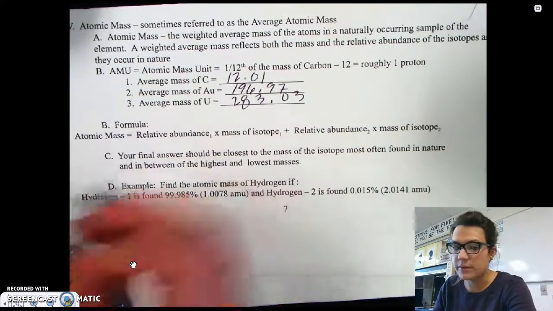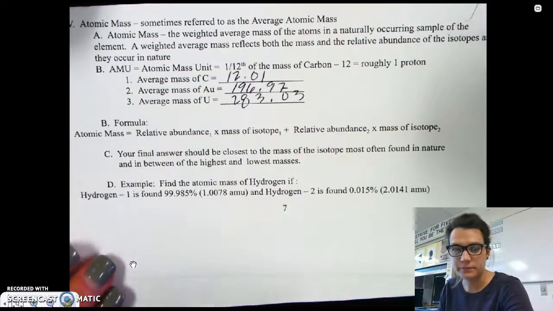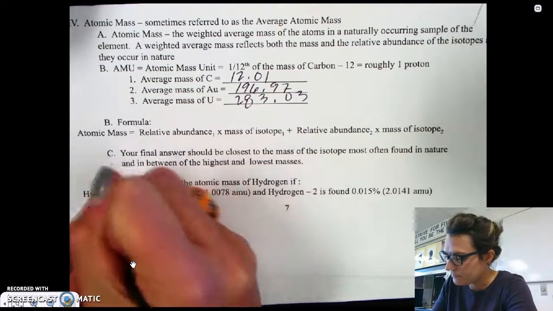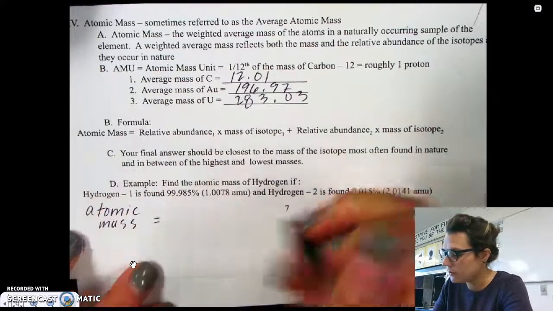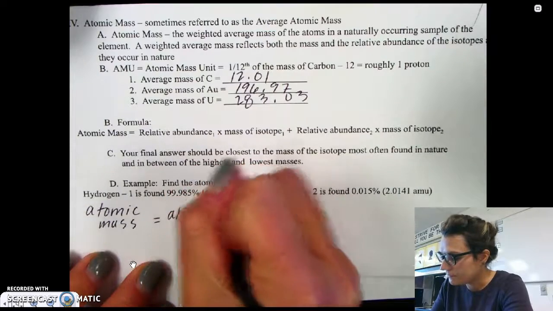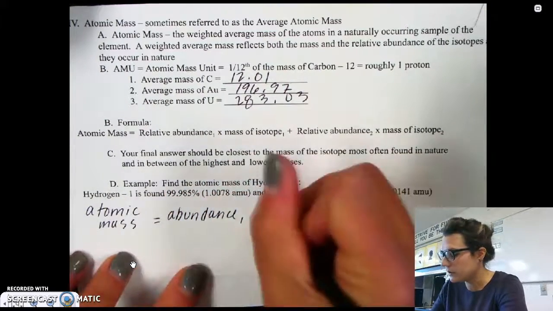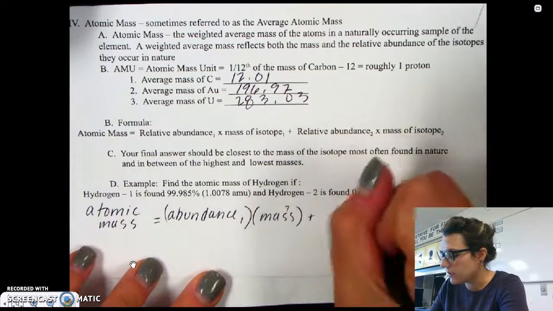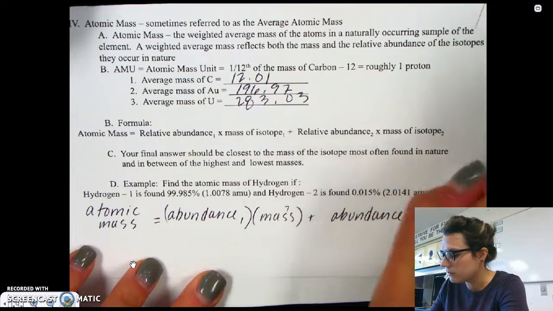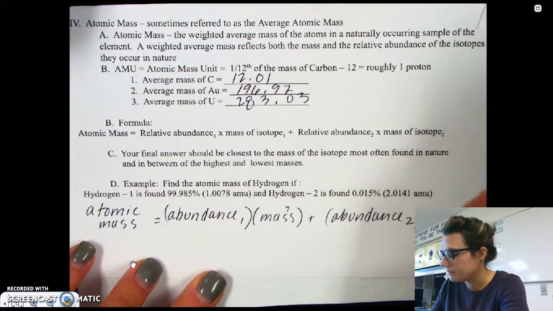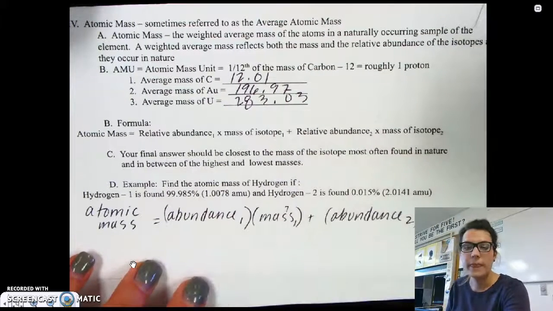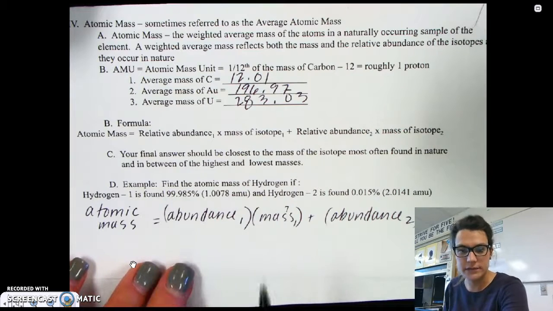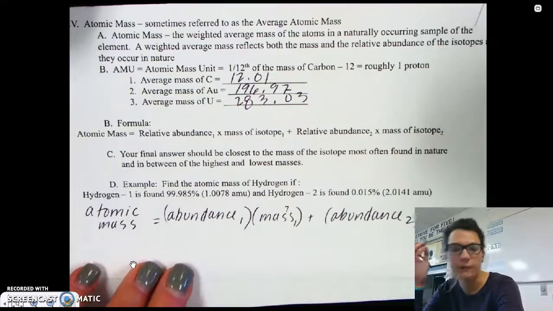So the first thing I'm going to do is I'm going to rewrite my formula and then plug all the numbers in, okay? So I'm going to do atomic mass is equal to the abundance of 1 times the mass of 1, plus the abundance of 2 times the mass of 2. Okay? Now it's important to note here, I'm going to be given abundance in percentage. I need to take it out of its percentage form to calculate atomic mass.